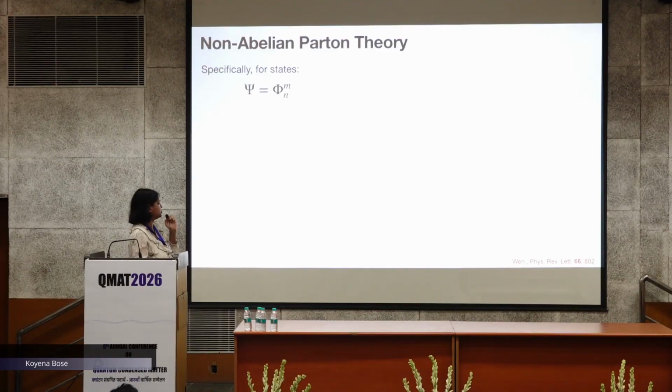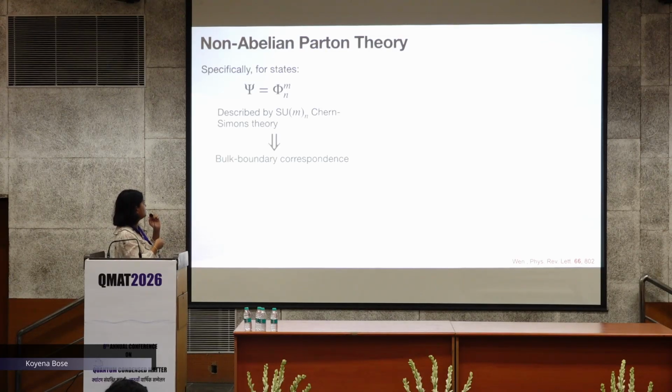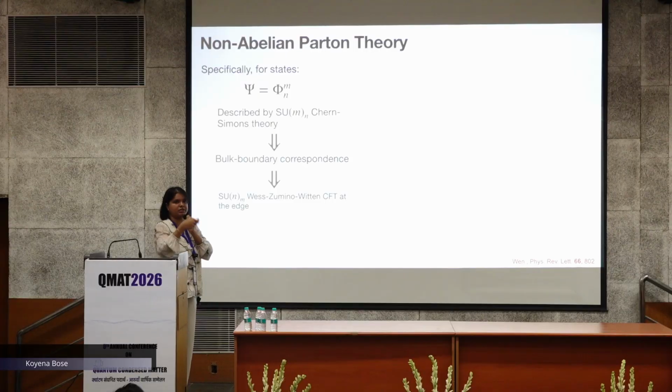Which was first proposed by Wen. So he showed that in Pfaffian states of the form phi n^m, so this is crucial, there are m copies of phi n, is described by SU(n) level m Chern-Simons theory in the bulk, and by bulk-boundary correspondence, it follows an SU(n)_m Wess-Zumino-Witten, WZW, CFT at the edge. And this CFT correlators can actually be used to form many-body wave functions in the bulk.